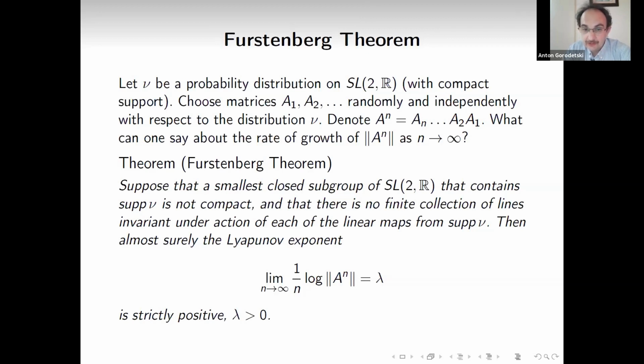In the second and third examples, we had horizontal and vertical directions that were invariant under each map. Was there a question? No? Okay. So therefore, those conditions eliminate those examples, and the Lyapunov exponent is positive.